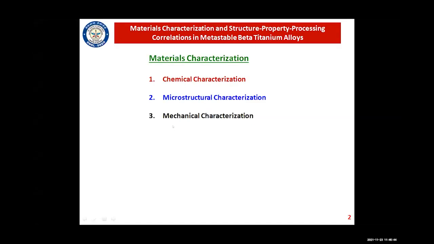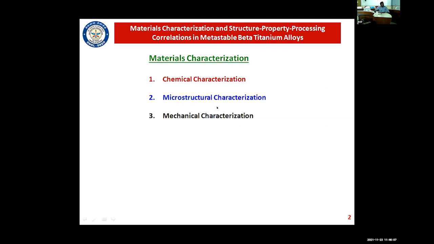Just started recording. Actually, for the chemical characterization, we can use XRF, X-ray fluorescence spectroscopy, to know the chemical composition, and also ICP-OES, which is inductively coupled plasma optical emission spectroscopy, and also GDOES. These techniques we can use to obtain the elements and the composition of the elements within the material or the alloys.